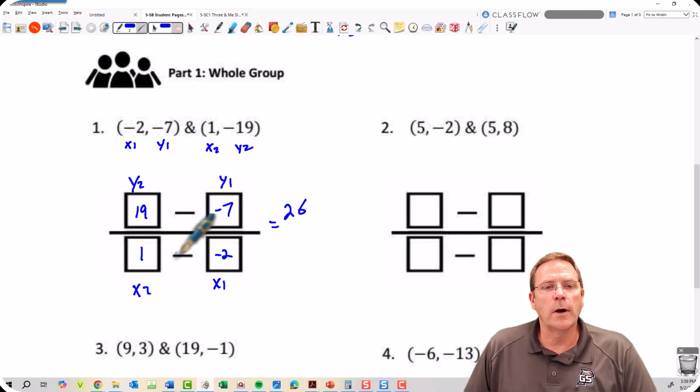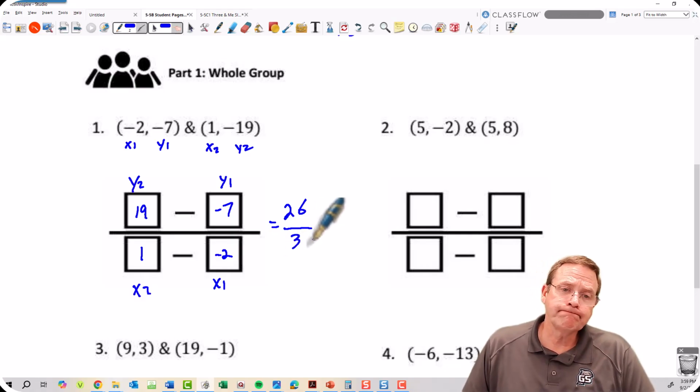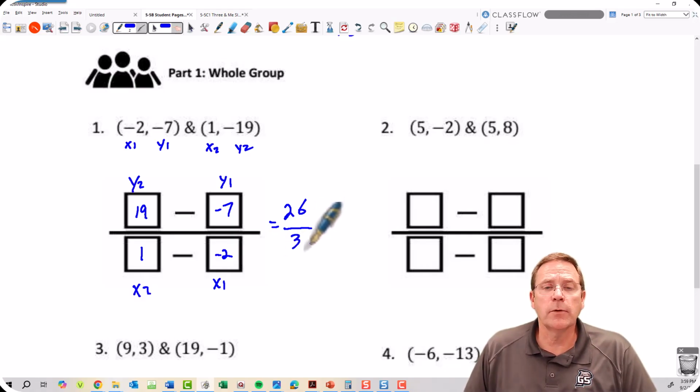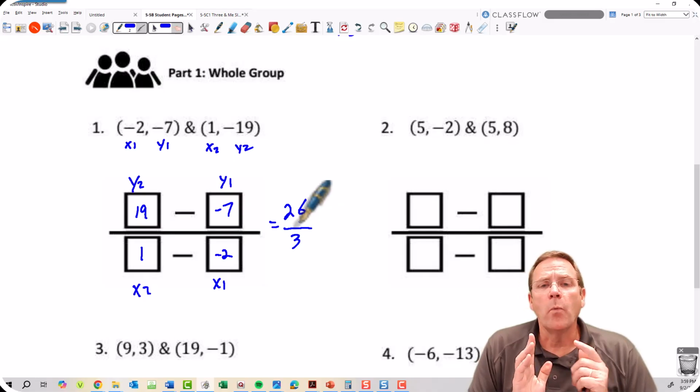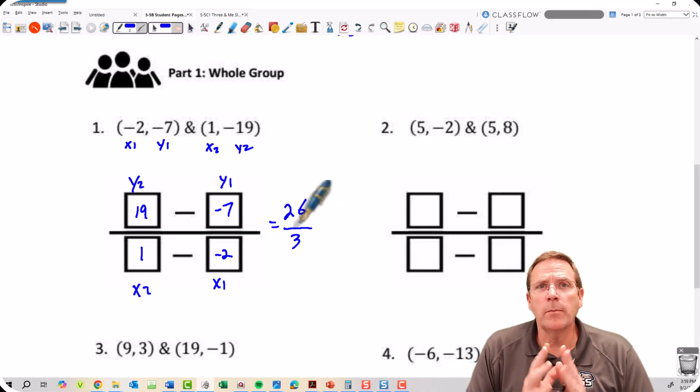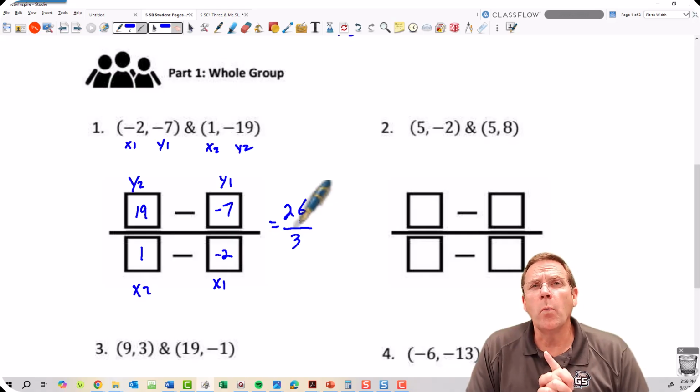And here I have 1 minus a negative 2. Well, minus a negative, that's the same thing as plus. That gives me 1 plus 2, which is going to equal 3. And that is actually in simplest form. Now, here's a cool thing. We don't convert slope to a mixed number. If it came to you as an improper fraction, we're going to leave that sucker as an improper fraction.